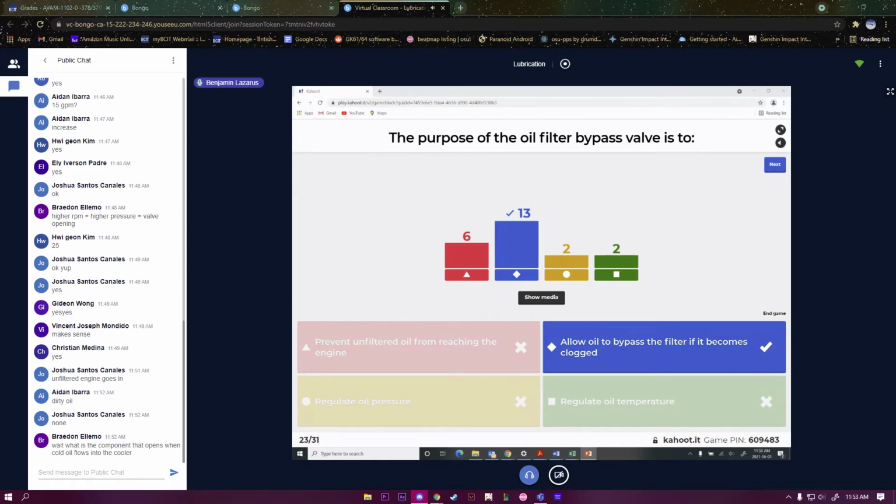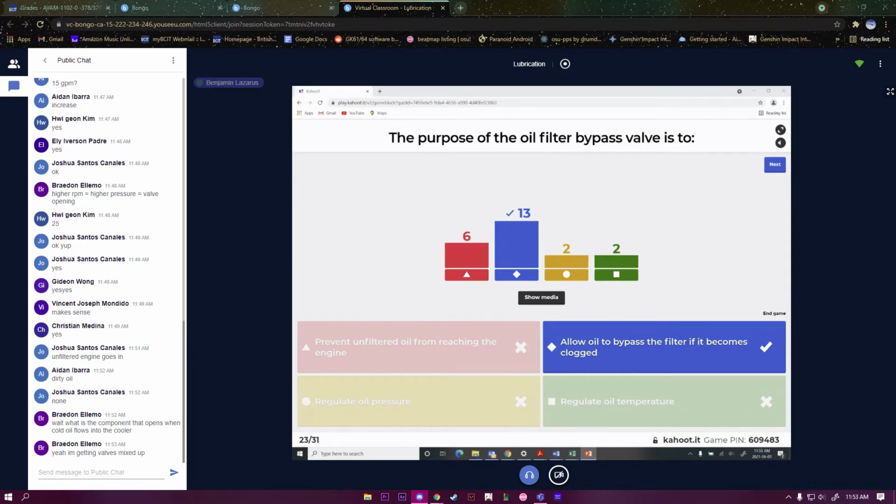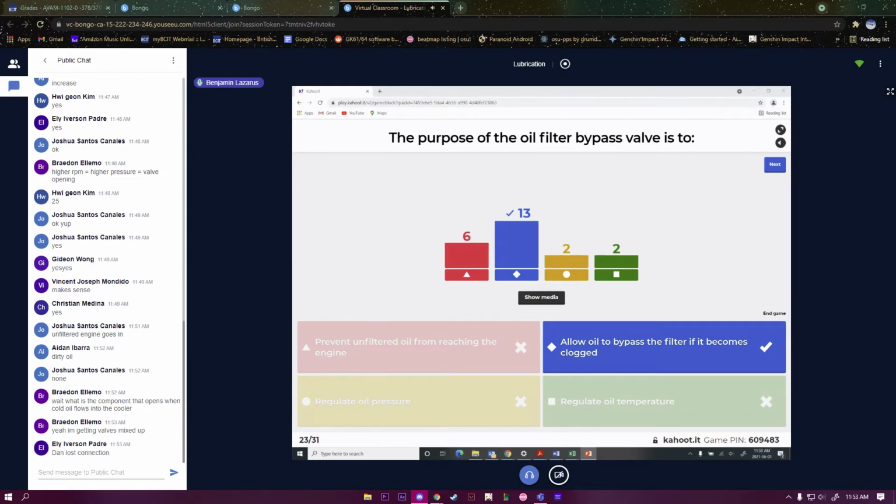And then my oil cooler, here's my oil cooler. This is my oil cooler bypass valve, sometimes called the oil thermostat. The oil thermostat, in its name, thermo, responds to temperature. And then the oil filter bypass, also in its name, bypasses a dirty filter. So there's three valves.